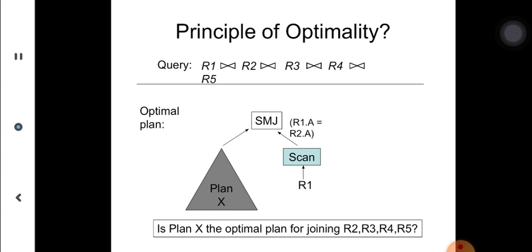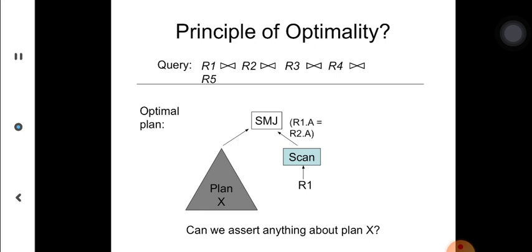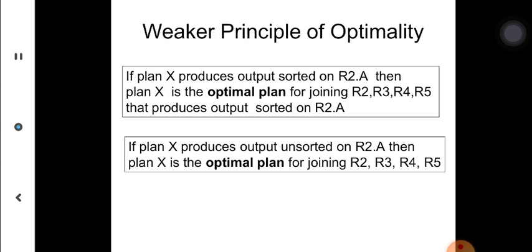So violation of the principle of optimality, it may happen that a suboptimal plan may not actually be optimal. In that case you may have to look for alternate plans, and the principle of optimality is very, very important. In this case you can see an optimal plan, but optimality may be lost. So can we assert anything about the plan X? The principle of optimality happens to be like this.